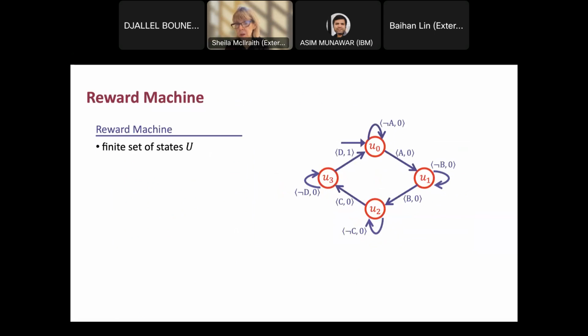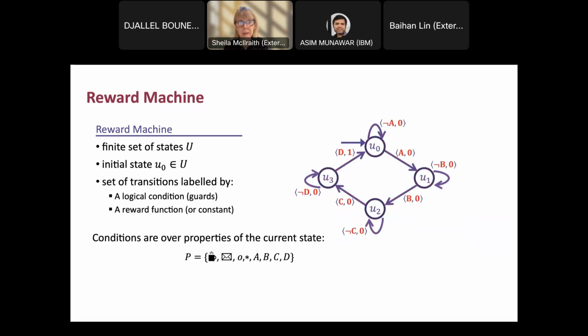So a reward machine is an automata structure that's comprised of a finite set of states, U0, U1, U2, U3, which is describing this patrolling task, an initial state, U0, a set of transitions, and here in this simplified version that I'm describing in this talk, the labeling is a logical condition or a guard, and also a reward function. So for example, I start in U0, and remember I want to go to A, B, C, D, and then I'm going to get a reward for one loop of the patrol, and then I'm going to continue on and on.